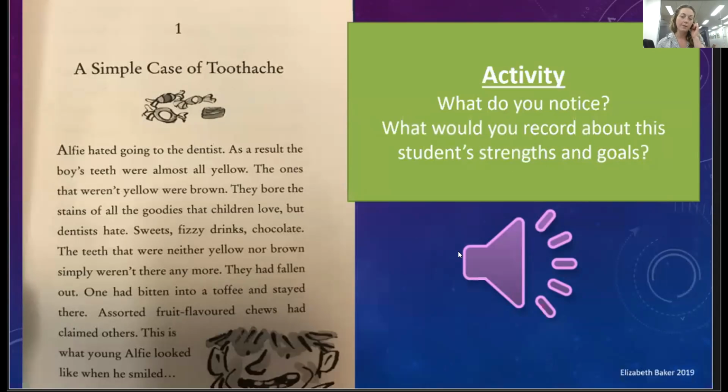This student was in Year 4 at the time and is reading Demon Dentist by David Walliams, and the page that they're reading is just here.